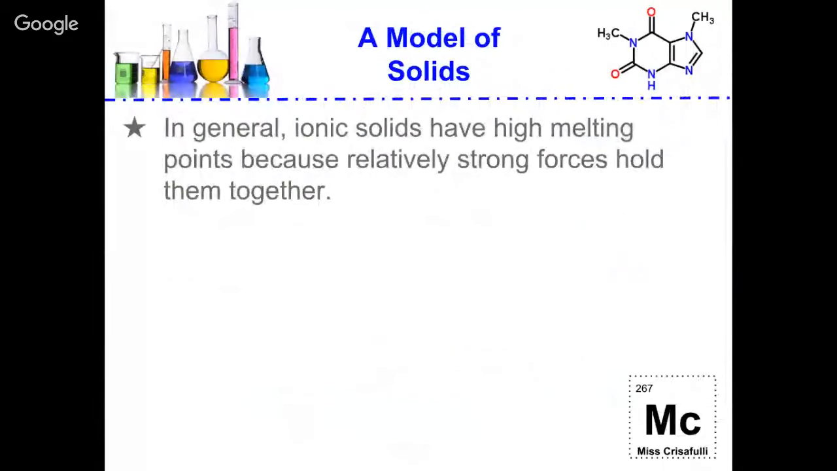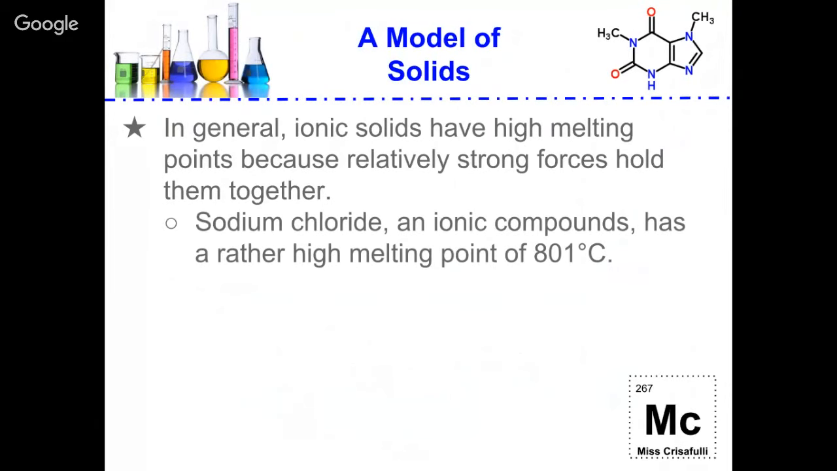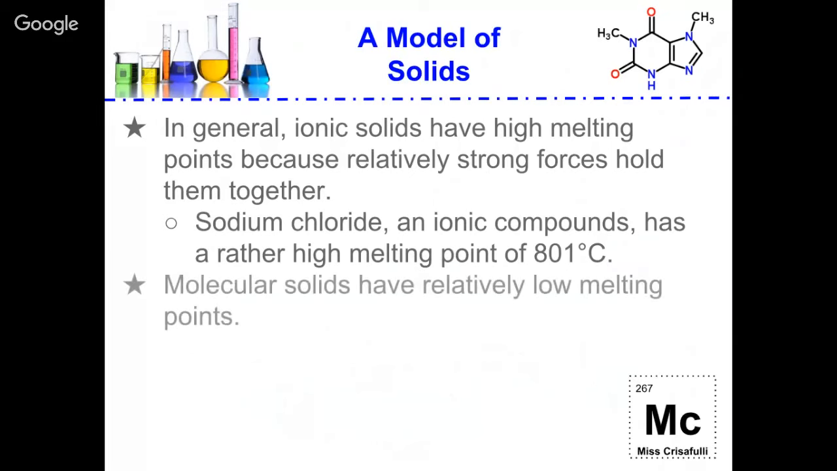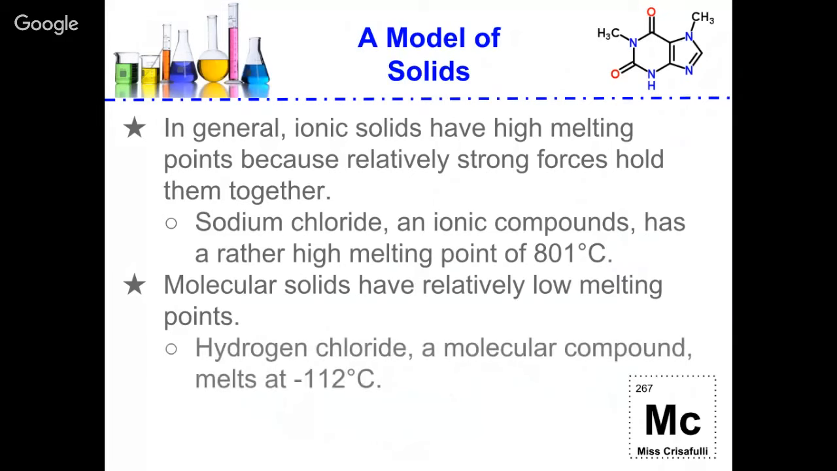In general, ionic solids have high melting points because they have relatively strong forces holding them together, ionic bonds. Sodium chloride is an ionic compound and has a rather high melting point of 801 degrees Celsius. Molecular solids have a relatively low melting point, like hydrogen chloride, a molecular compound, which melts at negative 112 degrees Celsius. That is because molecular solids, which have covalent bonds, have weak interactions between them.